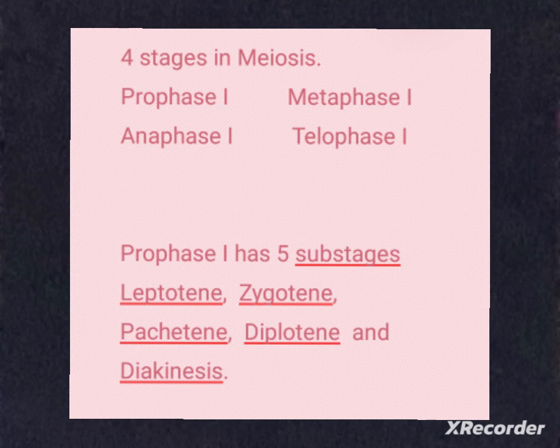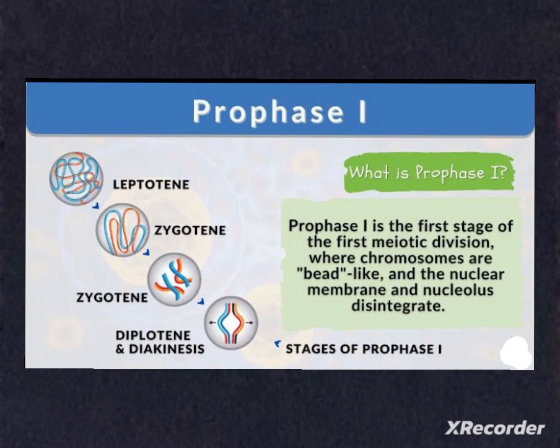Now let's know about prophase 1. This is longer than the mitotic prophase. Further, this is divided into five substages: leptotene, zygotene, pachytene, diplotene and diakinesis. Let's know what these substages are. In leptotene, chromosomes begin to condense and attain a compact structure.